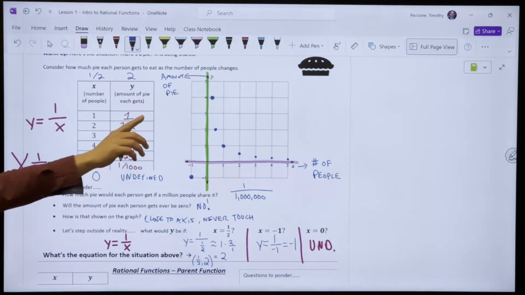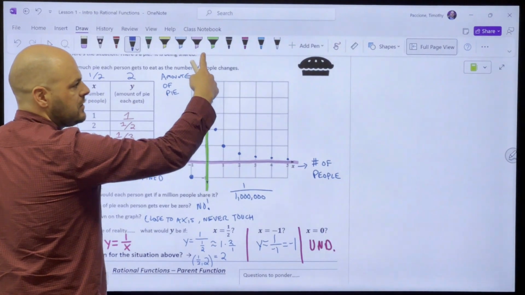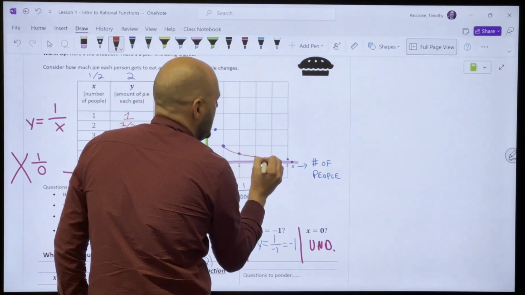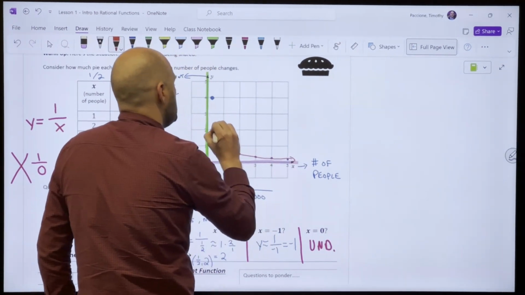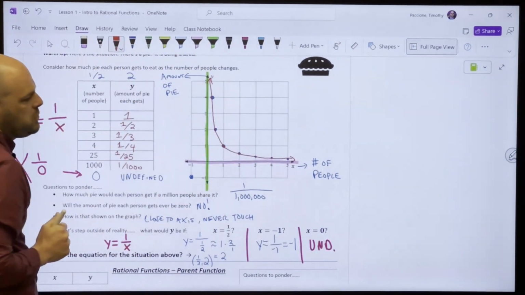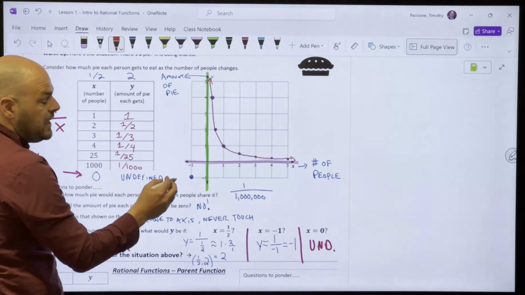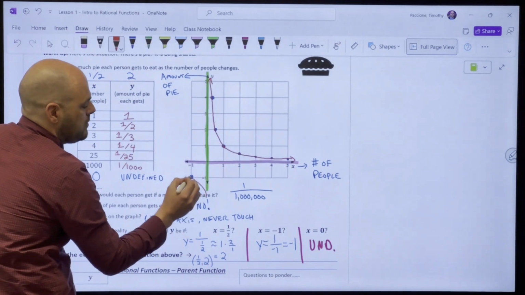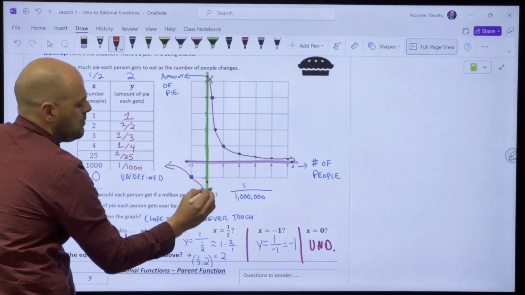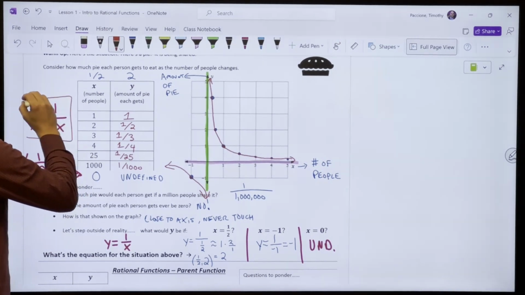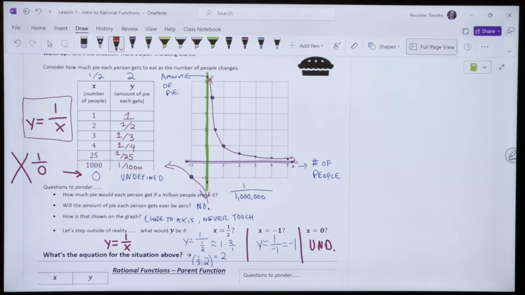And what do you think is going to happen along this one? The same thing. So, we're going to stop talking about pi in about 30 seconds. But this is what you end up getting. Now, on the negative side, the same thing will happen. But that didn't make sense for pi. We'll talk about that below. All right. So, this right here is your new parent function.